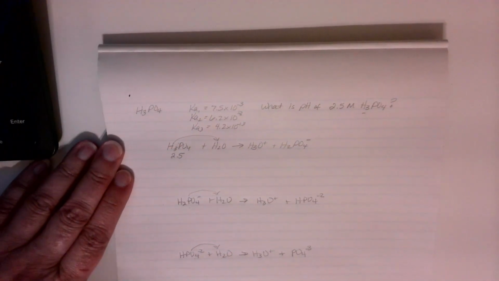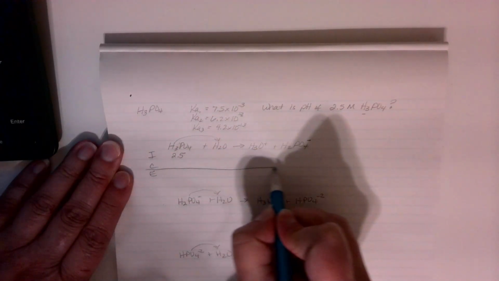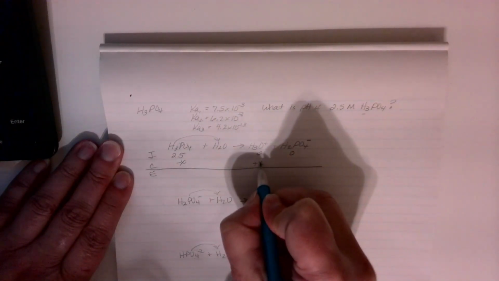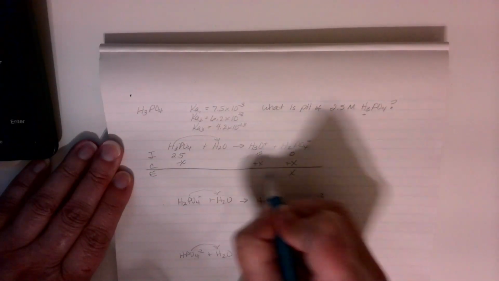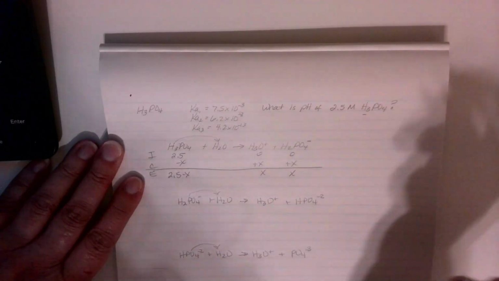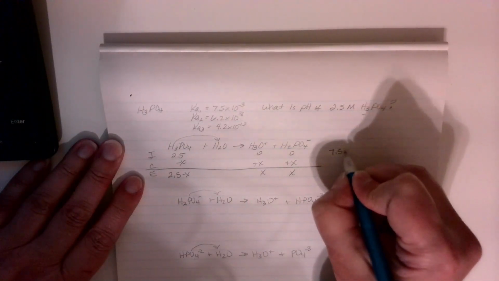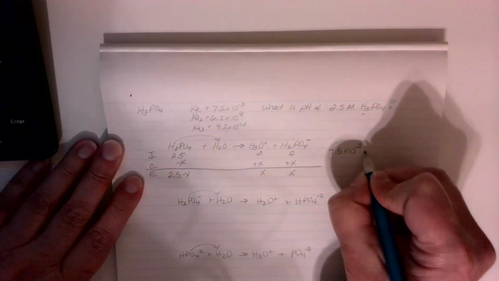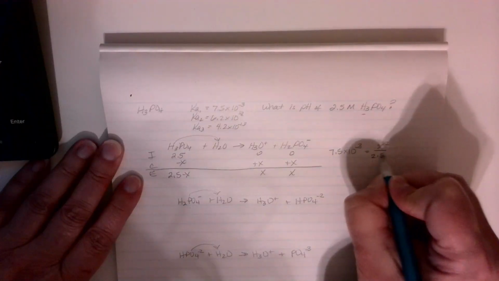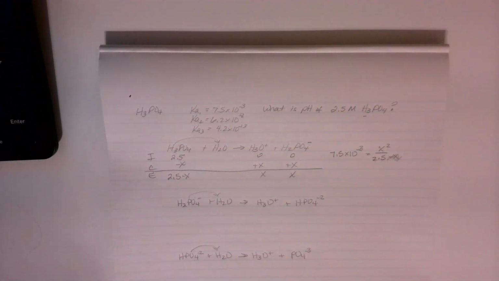Okay, so I'm going to work on the top one. And I don't know how much ionizes because it's weak. So my Ka is 7.5 times 10 to the negative third is equal to x squared over 2.5 minus x. And we're going to assume, we'll have to check that though.